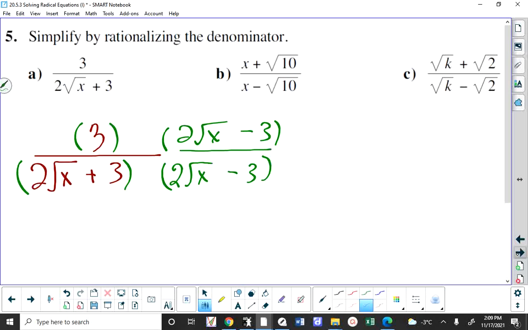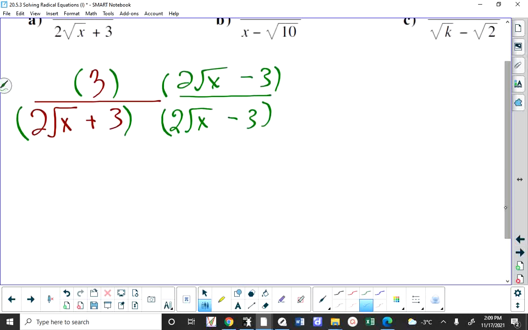I'm glad you asked about this one. When we simplify the bottom, we FOIL it out, whatever you want to call it, in order to eliminate the radical. And we're going to get 2 root x times 2 root x, which will be 4, multiplied by x, because it's root x times root x. This is the bottom. And then we have 3 times negative 3, which is negative 3.